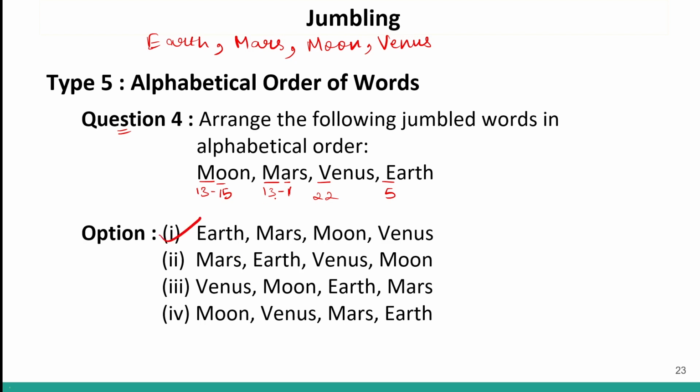So what we did is, first we looked at the first letters, and if the first letters were same, then we move on to the next letters until the letters finish. Okay, so if we have something like, let's say, river and rivers, which will come first?